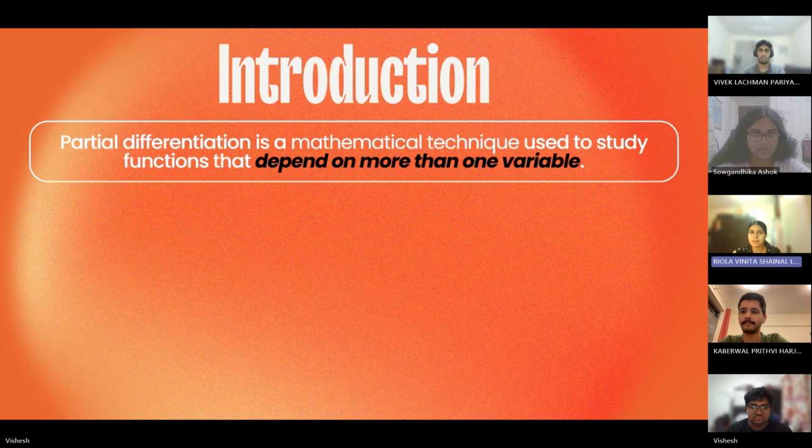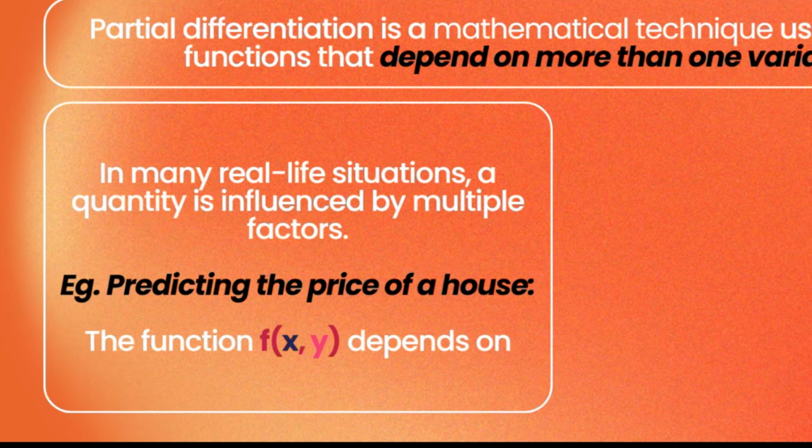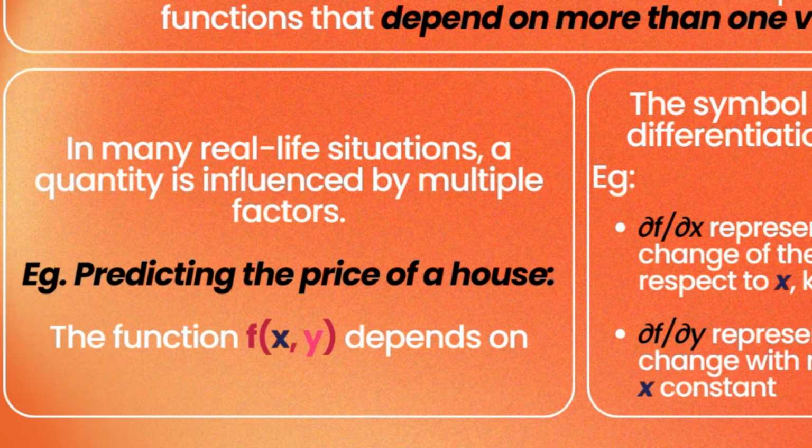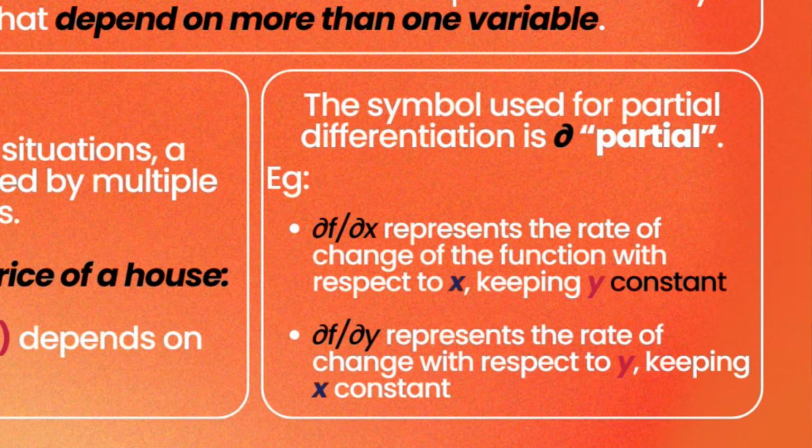So now think about something like predicting house prices. It's not just one factor. It depends on size, age, location, and more. So instead of a simple function, we deal with something like f of x, y, multiple inputs but one output. And that's completely what changes how we differentiate. So that's where this symbol comes in, which is called dou, or partial. And you're going to see it again and again throughout this topic.